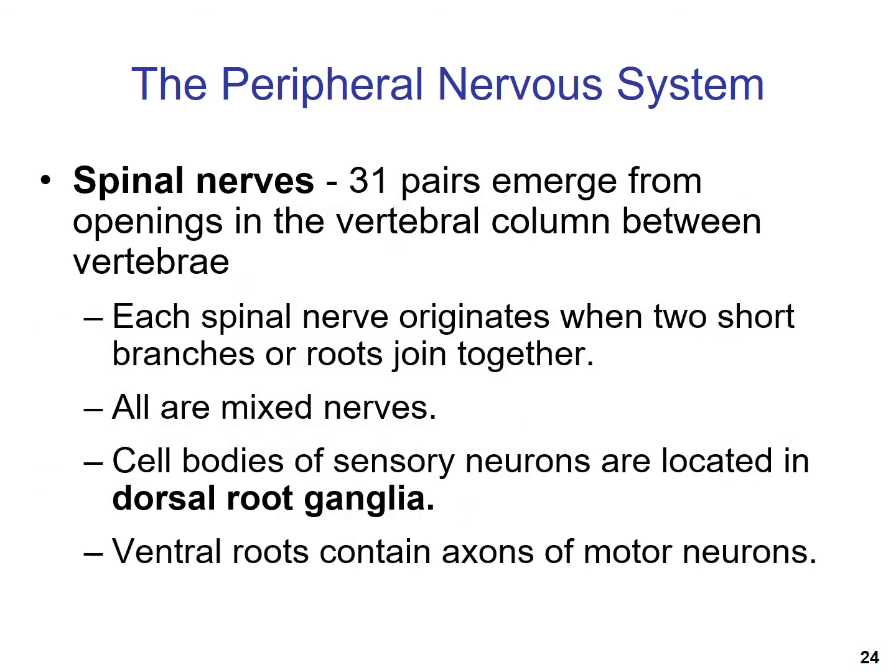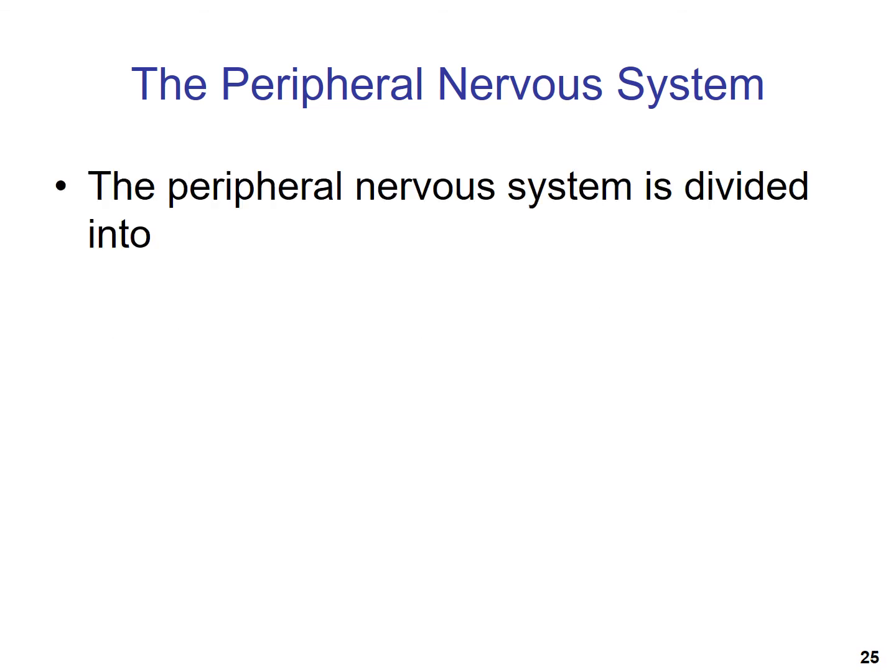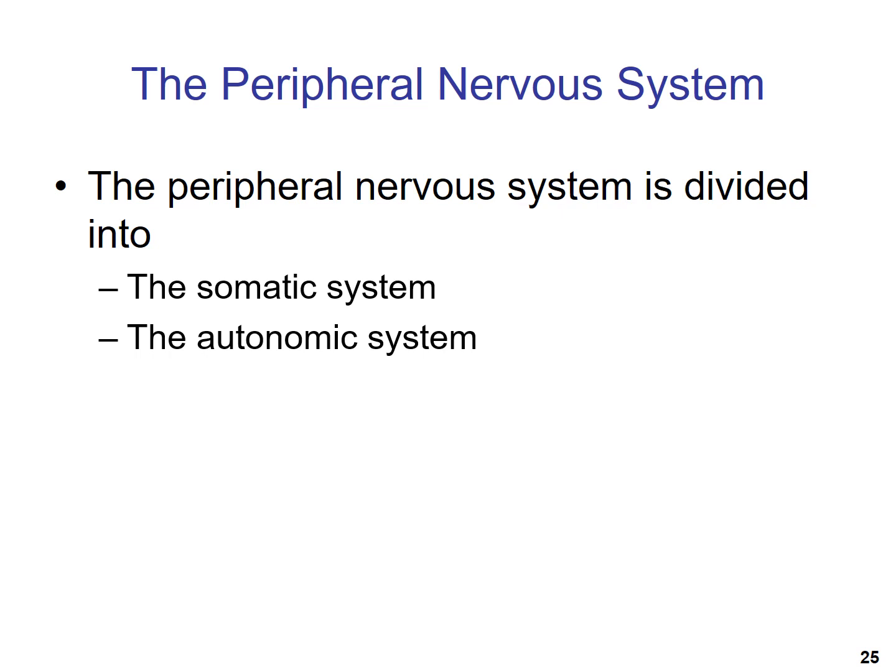Okay, so those were the dorsal roots, the dorsal root ganglia, and the ventral roots. All right, now the peripheral nervous system, we're going to continue talking about that. This is divided into the somatic system and the autonomic system. And basically the somatic system is, again, pretty much skeletal muscles and skin, and the autonomic system basically governs viscera, so internal organs, and smooth muscle, cardiac muscle, and glands. So they direct different things.